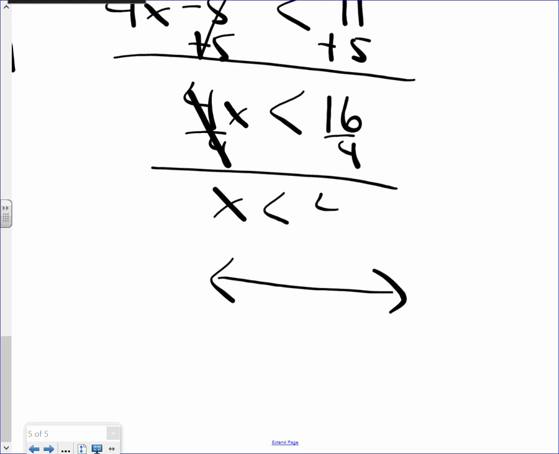But just don't forget that the Pac-Man wants to eat what's bigger. So 4 is bigger than these, X is less than 4. So let's put a 4 here, open or closed, Sepulveda. Nice, because X is not equal to 4. We're going to shade everything to the left of 4 because all these numbers are less than 4. You'll see that on tomorrow's test for sure.